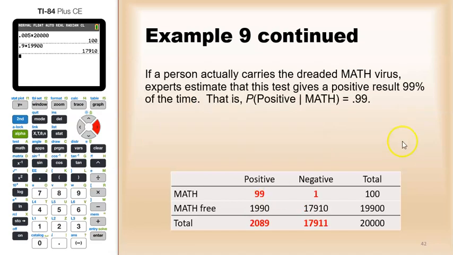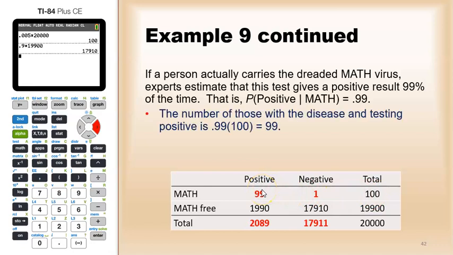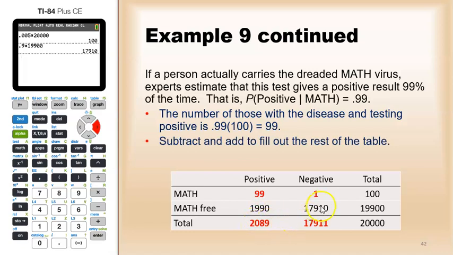All right, now let's go to the next point. If a person actually carries the dreaded virus, experts estimate that the person will test positive 99% of the time. So if we have 100 people with the virus, 99% of that will be 99 who test positive. That leaves 1 who has the virus but tests negative. And then we can get their totals down here. 99 plus 1,990 is 2,089. 1 plus 17,910 is 17,911. Now we have our table filled out.